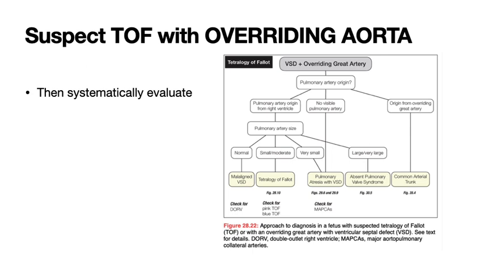All right. So typically, the thing that tips you off is there's a VSD and an overriding great artery. And you have to figure out, well, what's going on? Is it pulmonary artery? Is it an aorta? What is it? And you have to figure that out. And then run through the differential diagnosis.